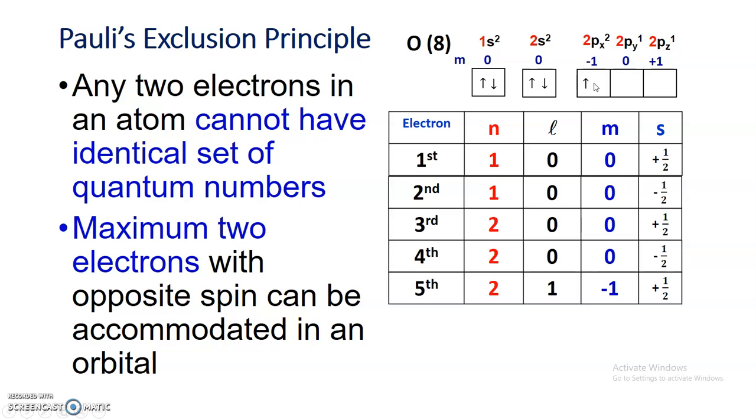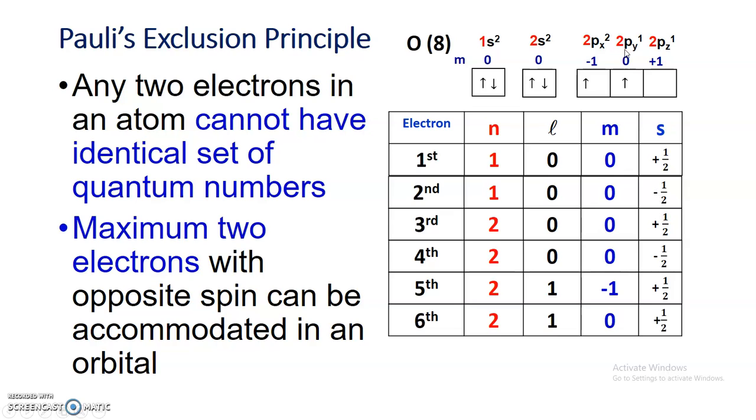Now consider the fifth electron. The fifth electron will be accommodated in a p orbital, that is the px orbital, and for the px orbital m is equal to -1. So the set of quantum numbers for the fifth electron is n is equal to 2, because the principal quantum number is 2 as this p orbital is present in the second shell. l is equal to 1 because it is present in the p subshell. m is equal to -1 because it is present in the px orbital, and as it is spinning in the clockwise direction, s is equal to +½. So all the 5 electrons have different sets of quantum numbers.